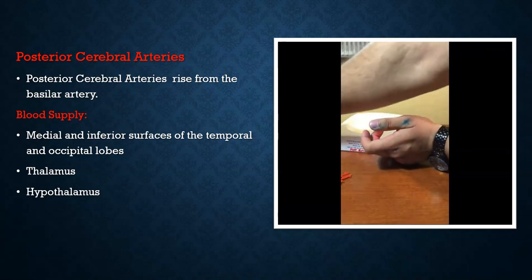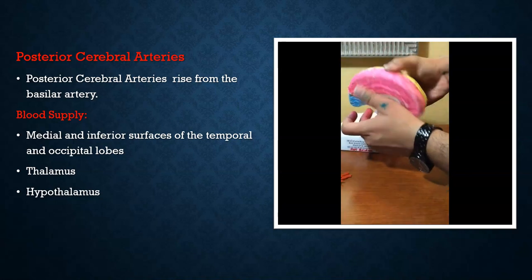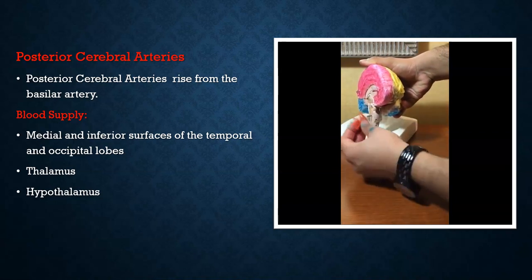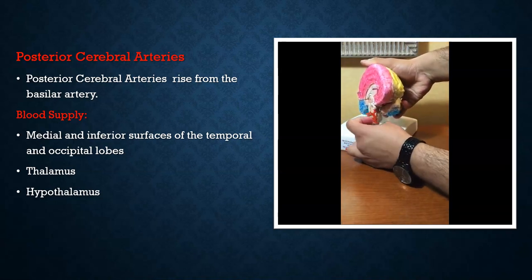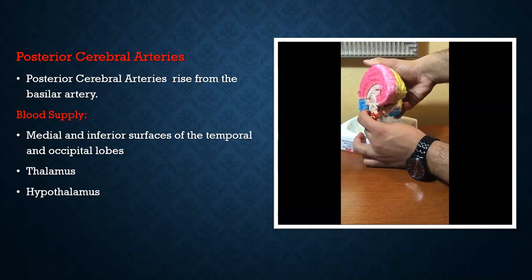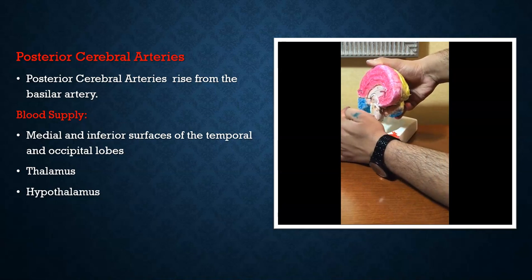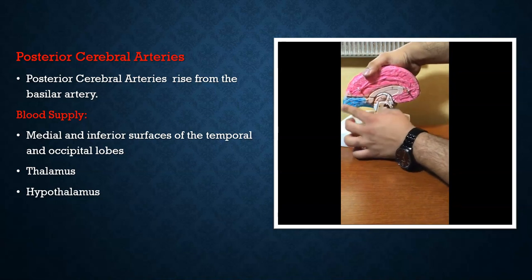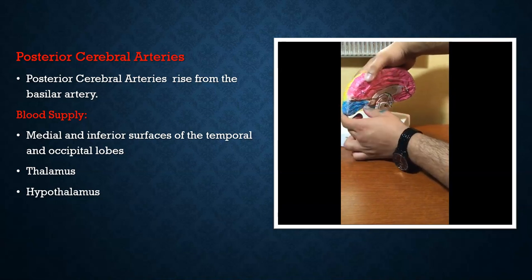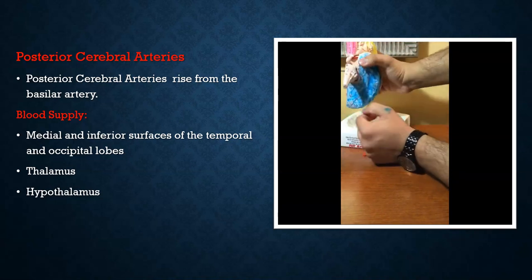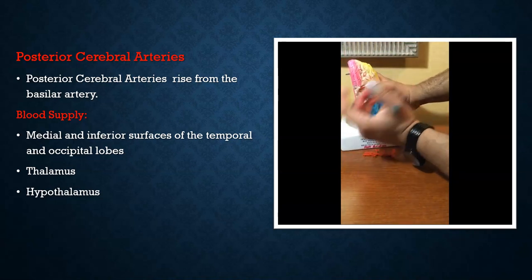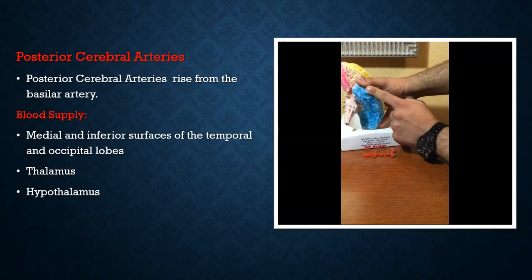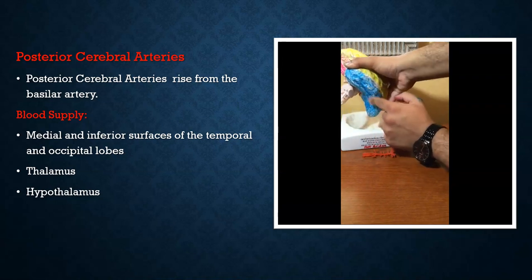Let me show you with color coordination. Again, here this is the pons, medulla. This is the PCA; it comes out and goes posteriorly, backwards, and supplies blood to the occipital lobe. This is a medial view, the medial part of the occipital lobe, and this is the inferior view. The majority of the occipital lobe receives blood from the PCA, and some of the inferior part of the temporal lobe.